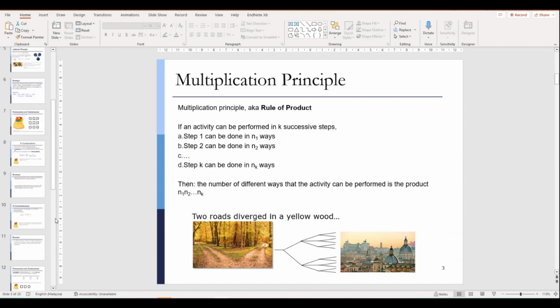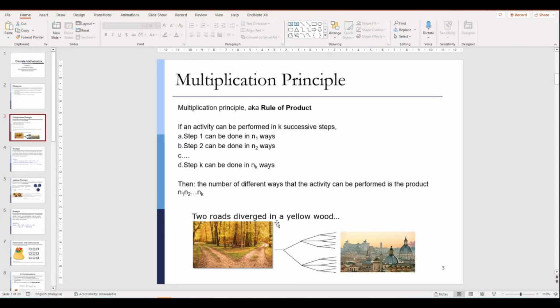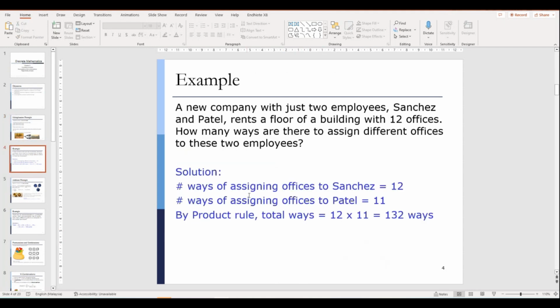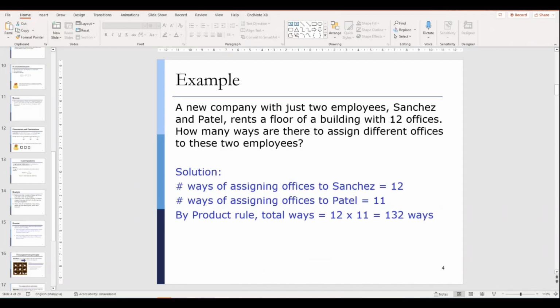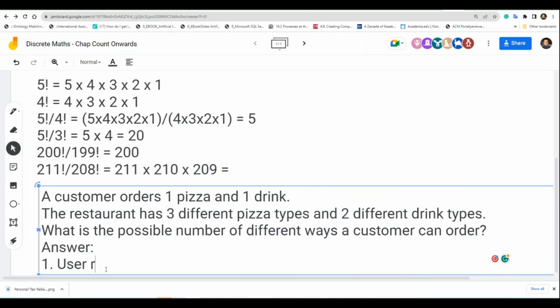All right. So what does the multiplication principle say? We just multiply. The first choice multiplied with the second choice multiplied with the third choice, then we'll be able to find the possible number of choices. So with the multiplication principle, three types of pizza times 2 types of drinks. So it'll be 6, right?